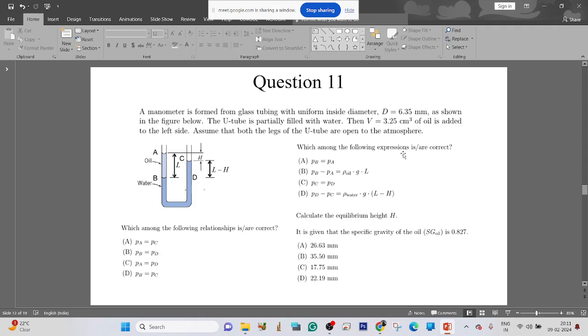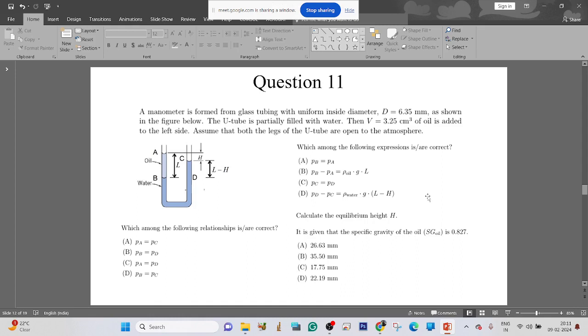So the second question is, which of the following expressions are correct? You can see in the second question, which of the expressions are correct? You tell me. You have to do the manometric balance, then you will understand. Second one and fourth one. Second one and fourth one, yes.